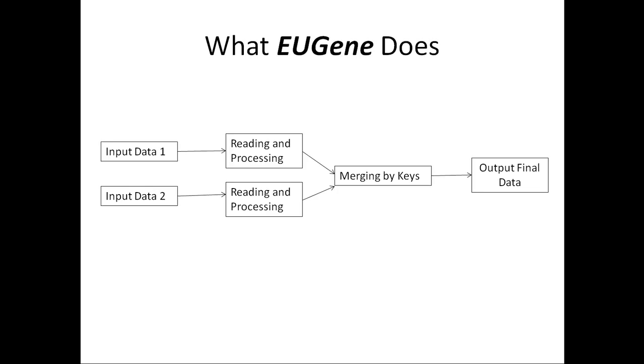So what exactly does EuGene do? Well, what EuGene does can be well illustrated by the following flowchart. If you have, say, two different input data sets, they can be read into and processed by EuGene, merged together, and then outputted as a final data set that then the scholar can use to conduct analysis.